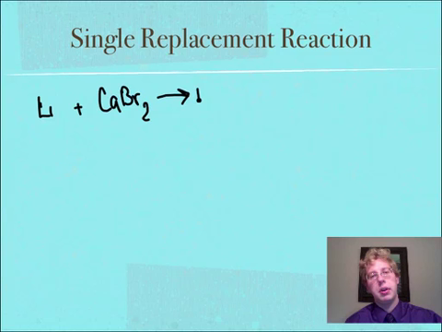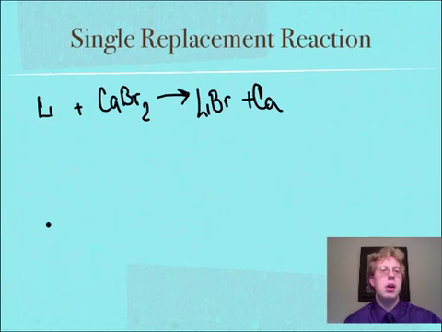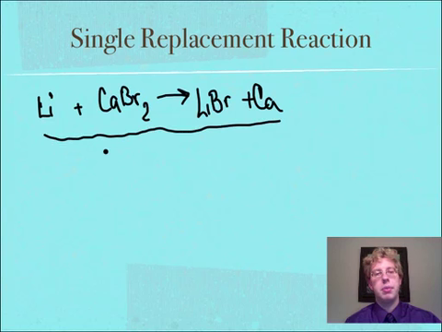Ideally, what's going to happen is we're going to get lithium bromide plus calcium. When I look at that table on page 333 in the textbook, which you can have on your periodic table, we find that lithium is higher on the table than calcium, so this reaction will take place. So to finish up this problem here, I need to do just like before and balance it out.